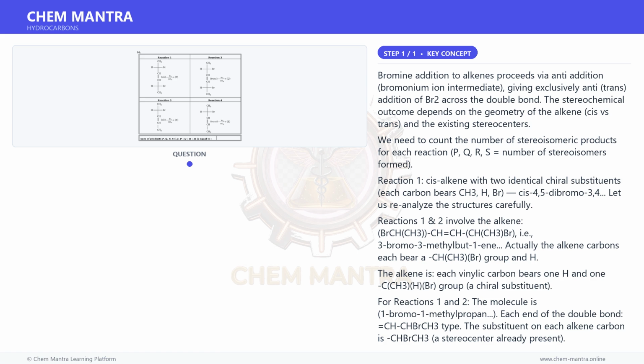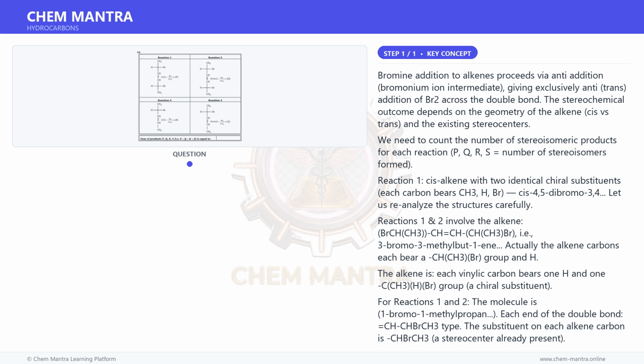For reactions 1 and 2, each end of the double bond is a CH-CHBr-CH3 type. The substituent on each alkene carbon is CHBr-CH3, a stereocenter already present. Reaction 1, cis alkene plus Br2, anti-addition. The cis alkene has both CHBr-CH3 groups on the same side. Anti-addition of Br2 gives two new stereocenters. The molecule already has two existing stereocenters.